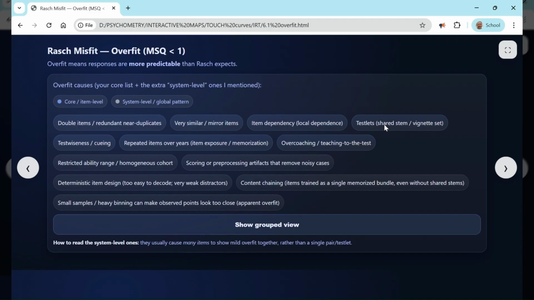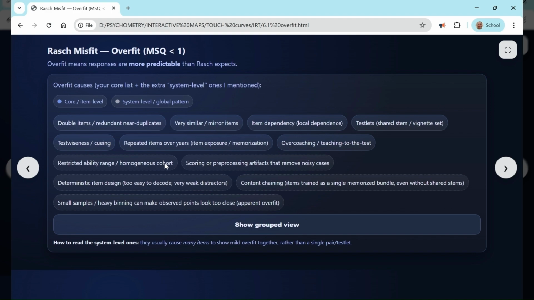Test lists also share items. Items depend one on the other. Test wiseness and queuing: if one makes a lot of queues in the questions, they will be predictable. Repeated items over years: if you always use the same items, people get to know them and memorize them, so the set will become over-predictable. Over-coaching, like the institute will teach the students to the test, will tell them how to pass the test specifically. So this will also cause the set of questions to be over-predictable.